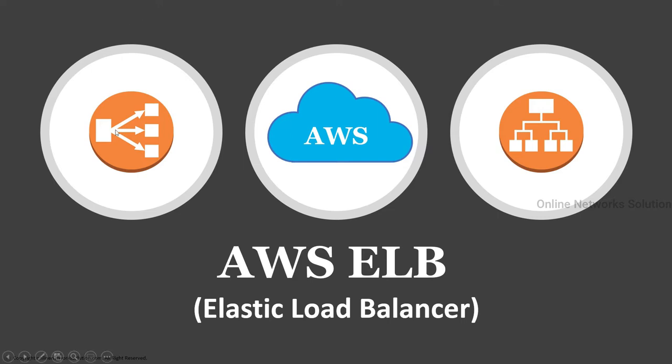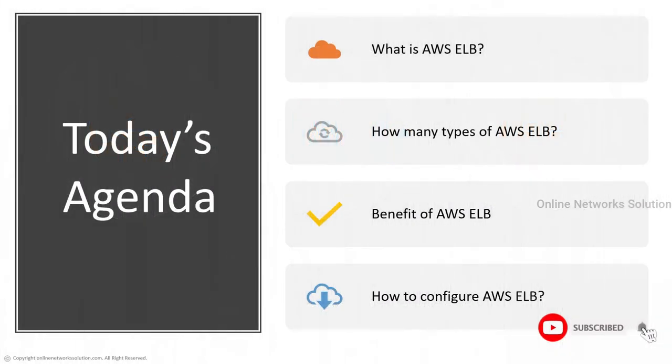You can see two logos here. First is the classic load balancer, and second is the network and application load balancer icon. So let's see today's agenda: What is AWS ELB? How many types of AWS ELB? Benefits of AWS ELB. How to configure AWS ELB.